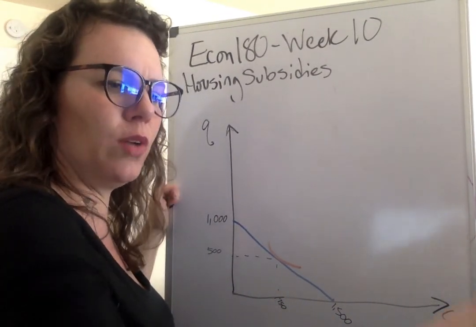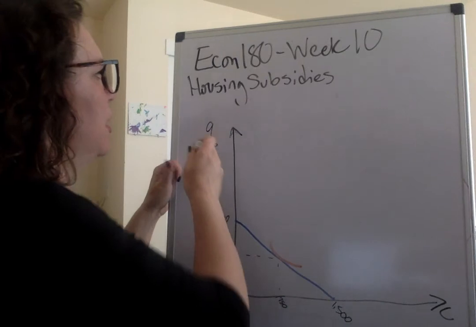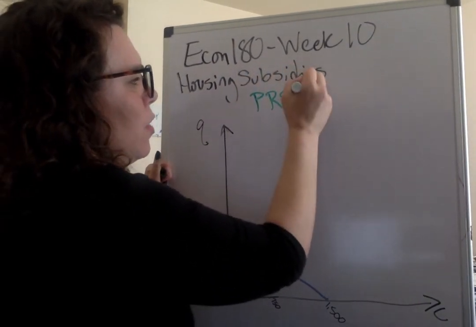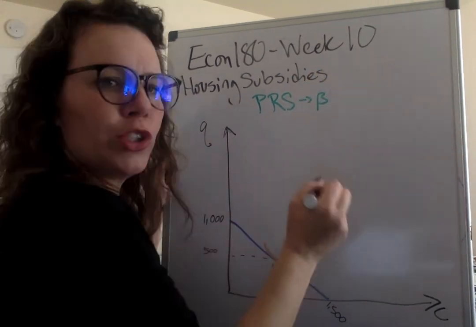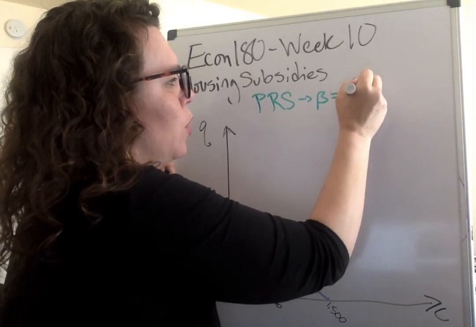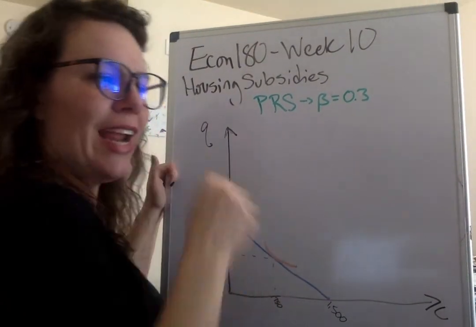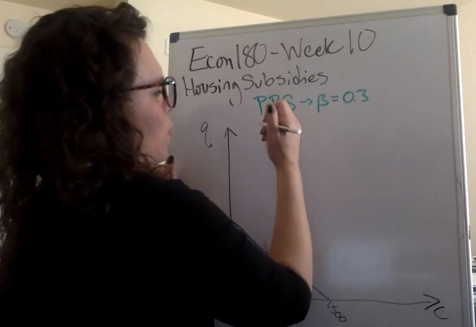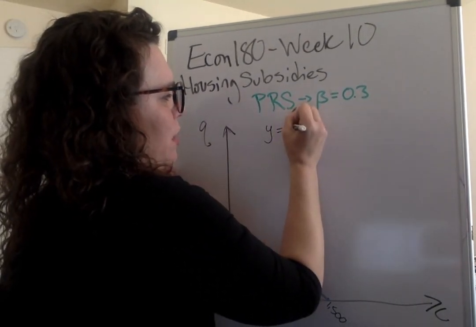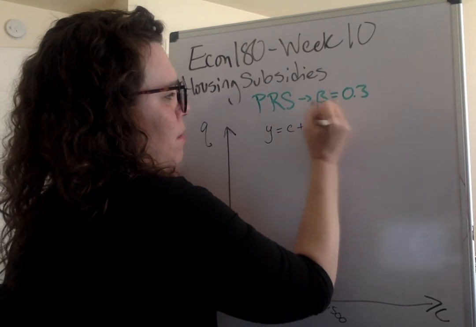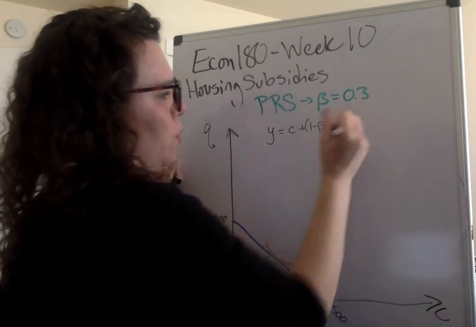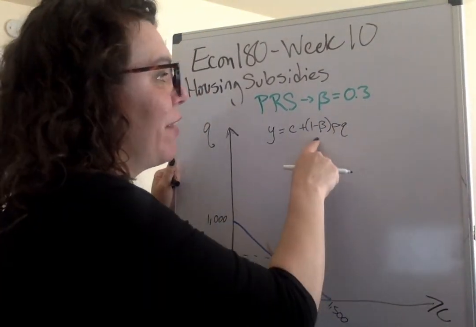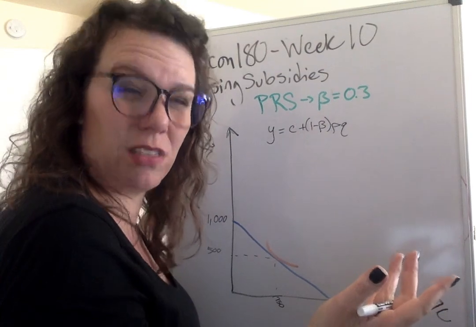Number 2 says, okay, what if the government decides to subsidize housing using a proportional rent subsidy, which we measure as some proportion of rent, beta, which is going to be equal to 0.3. That changes our household budget constraint to now be y equals c plus (1 minus beta) p q. Because if the government's going to pay 30% of my rent, then I only have to pay 70% of my rent. Does that make sense?